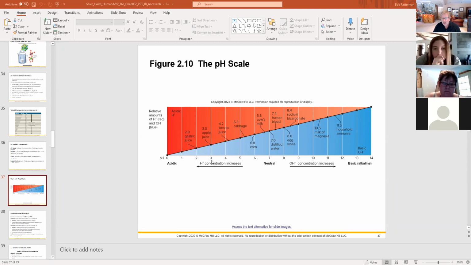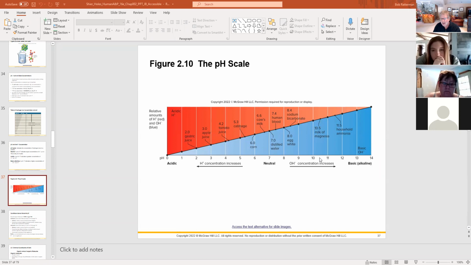Acidic. Yes, acidic. That doesn't mean there aren't hydroxide ions contributing to its alkalinity. It's just that there's more hydrogen ions. So by definition, if there's more red than blue, it's acidic. If there's more blue than red, it's what? Basic. Basic, right. So milk of magnesia, 10.5.